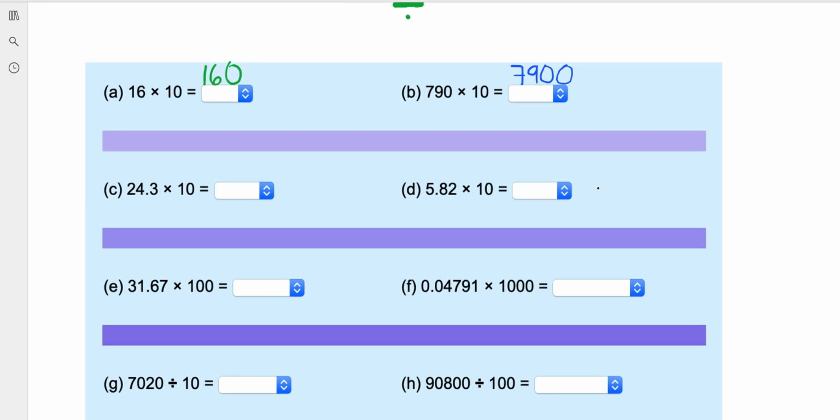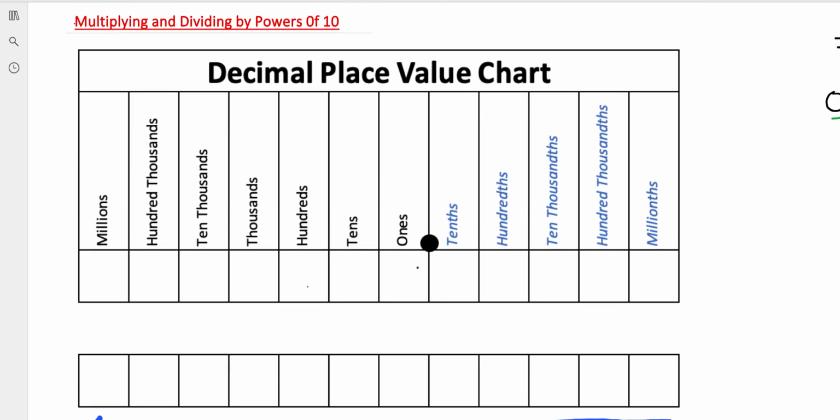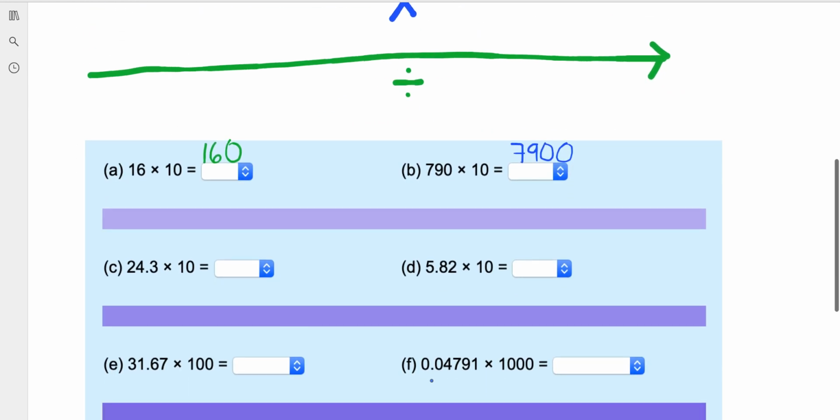So the first one is 24 and 3/10 multiplied by 10. So 24 and 3/10 multiplying by 10. So I have to move once, twice, 3 times to the left. So this one is 2, 4, 3, and my decimal place remains in the same point. So my answer is going to be 243.